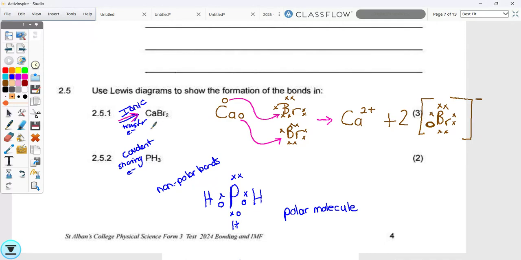If it's bond, what do we look at? Two atoms at a time. If it's a molecule, then you look at the whole thing. Please, guys, if you're unsure of this, I have loaded the summary of bonding and IMF on your Google Classrooms. So go and look at that.